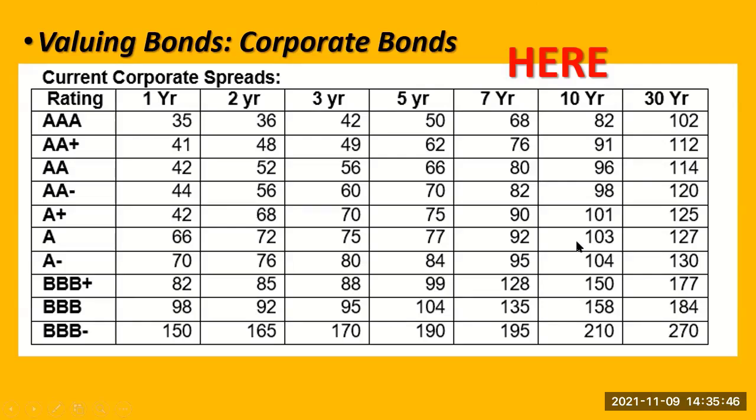What if it was issued at AAA rating, but now it's BBB plus? What spread are you going to use? So 150, right? What is that 150?